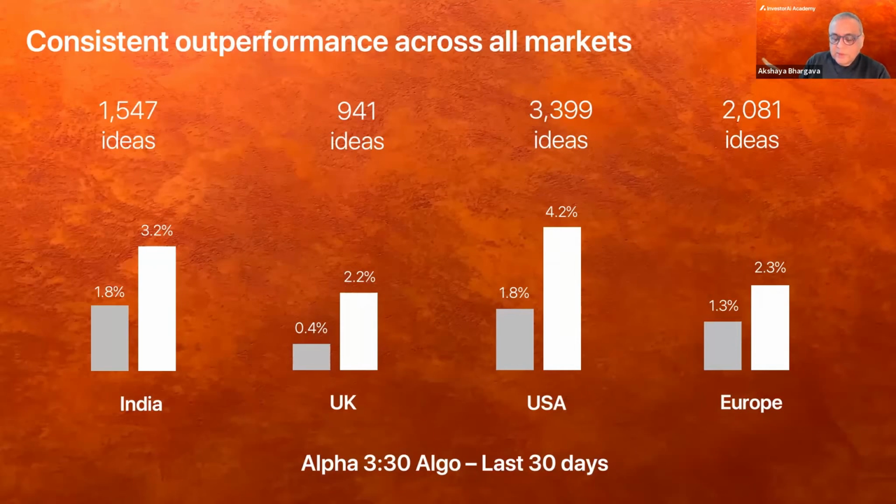More in the US, not as much in India. A little less in the UK and a little less in Europe, but it is generating a whole bunch of ideas. India has had 1,500 ideas. UK has 900. So this is a very, very useful and productive algo.